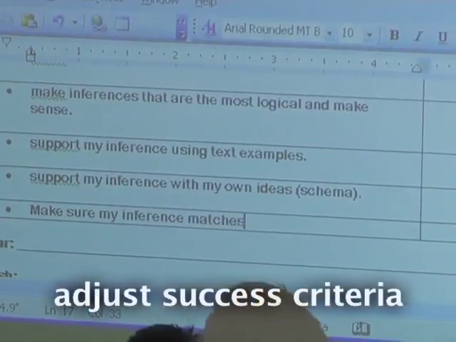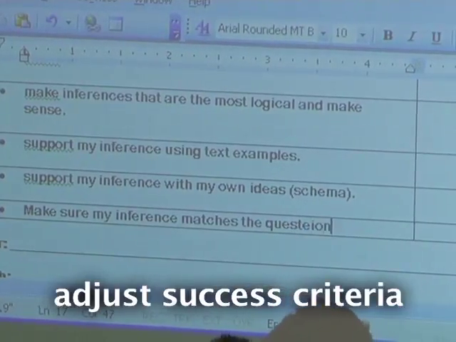I can make sure my inference matches the question. Because we're doing a lot of cross-checking right now. And that's something interesting that came up today. So we'll have to make sure those go on our chart and those go in your individual sheets as well.